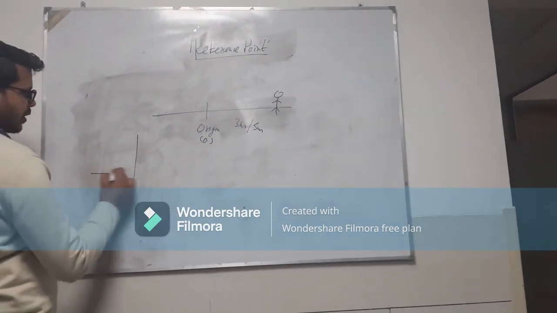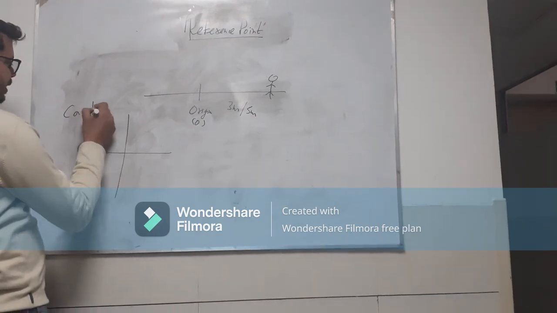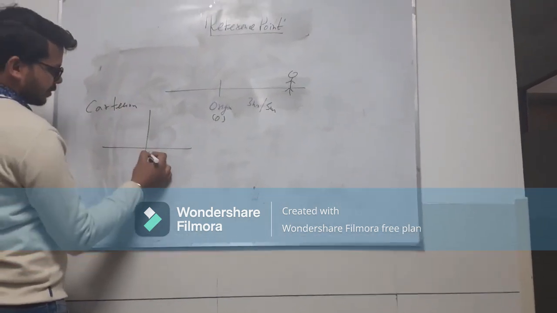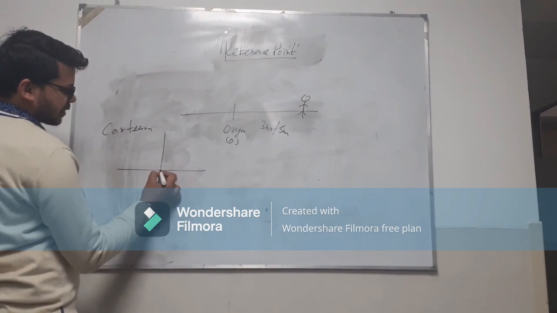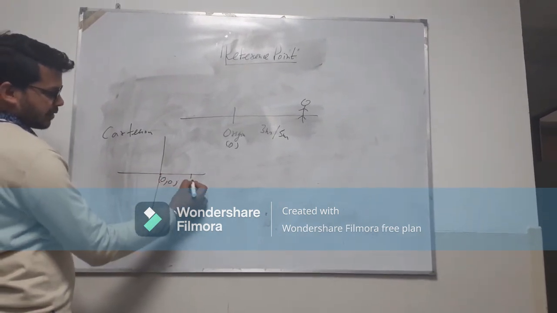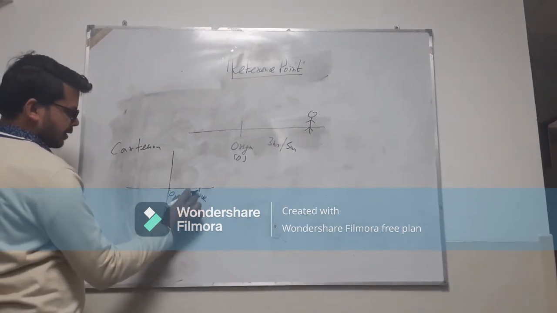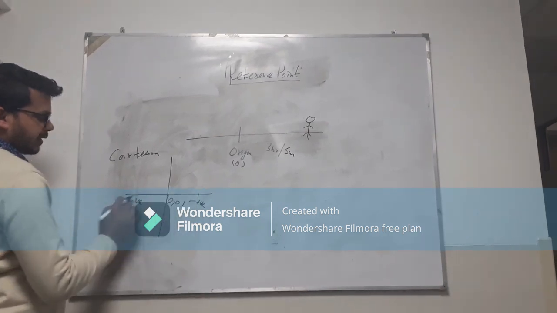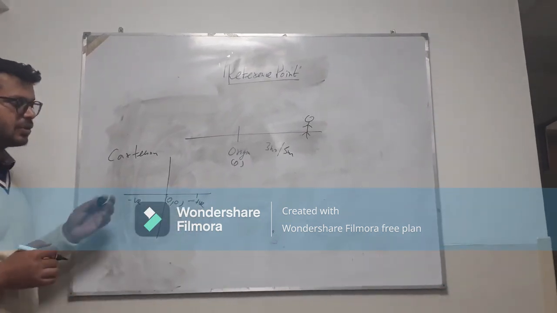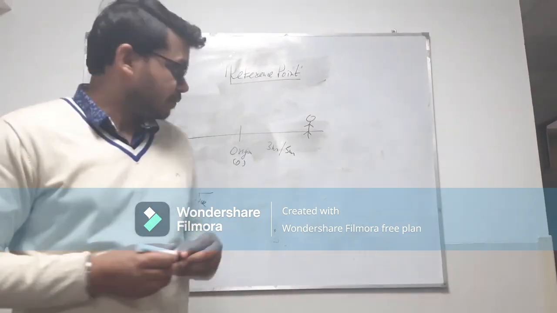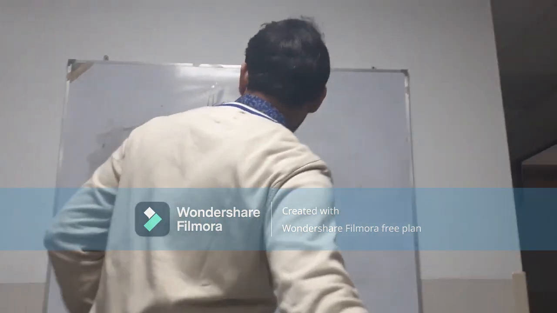In the Cartesian plane, you also studied about a reference point. In Cartesian, we defined 0, 0 as the origin. With respect to this origin, we say this side is positive, this side is negative, like that. This origin is a reference point.